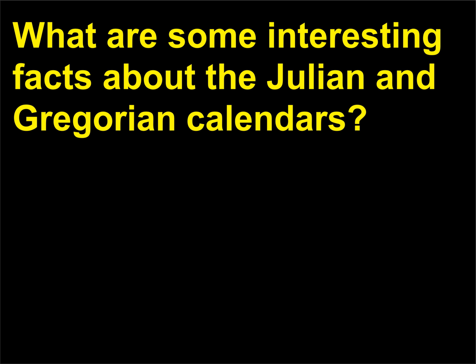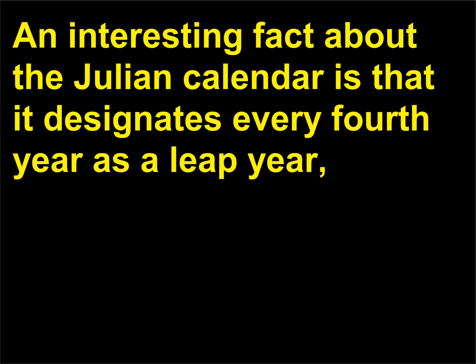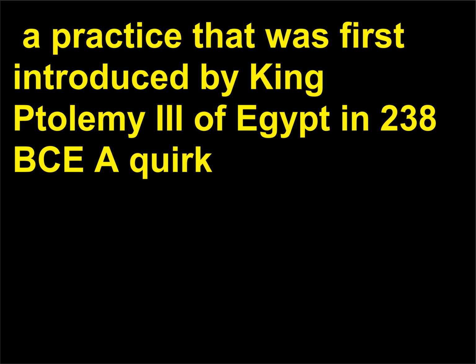What are some interesting facts about the Julian and Gregorian calendars? An interesting fact about the Julian calendar is that it designates every fourth year as a leap year, a practice that was first introduced by King Ptolemy III of Egypt in 238 BCE.